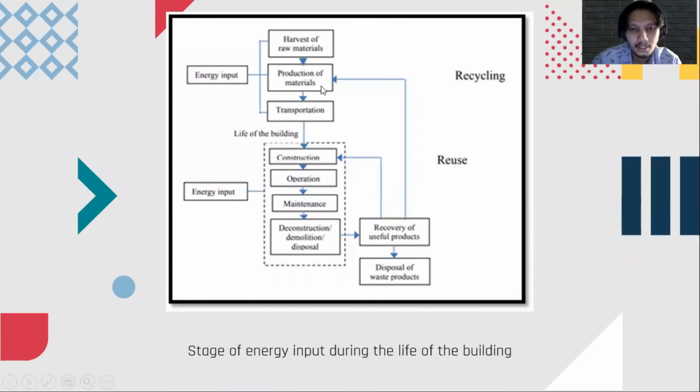If you see in the figure, it shows the stages of energy input during the life of the building, starting with harvest of raw material, production of material, and transportation. Then the energy input of a large building starts with construction. In this phase, we can use recovery of useful product for construction from disposal of waste product. This is a collection of numerous operational and embodied energy inputs over the cost of the building life cycle.